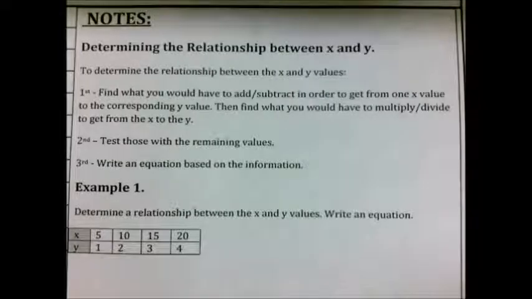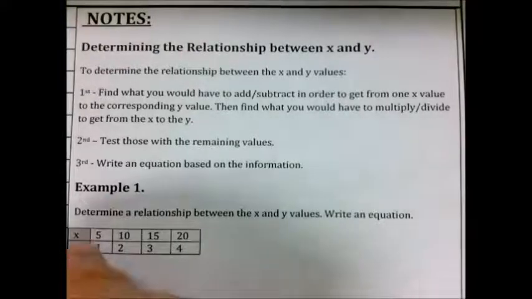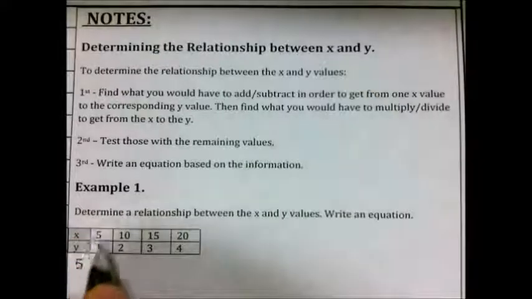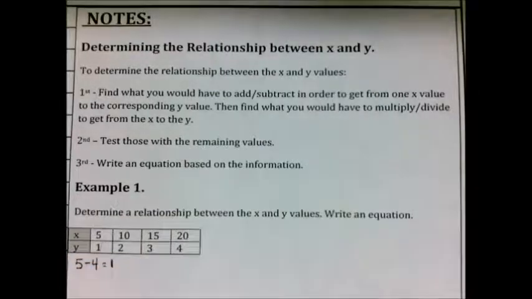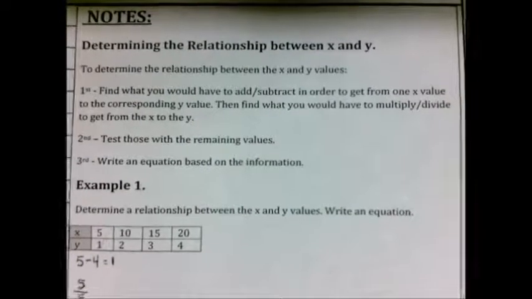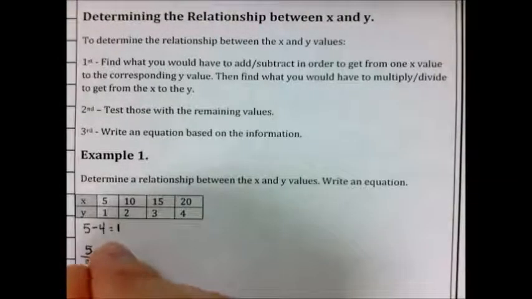Let's go ahead and do that first step here. Let's figure out what we need to add or subtract to get from x to y. Well, I think it's pretty simple. We take our x of 5, and we're going to test it using this first set right here. We'd have to subtract 4, and that would give us our 1, right? Now we could also do the multiplication or division part. What would we have to multiply or divide 5 by in order to get 1? We'd have to divide by itself. 5 divided by 5 would give you 1, right?